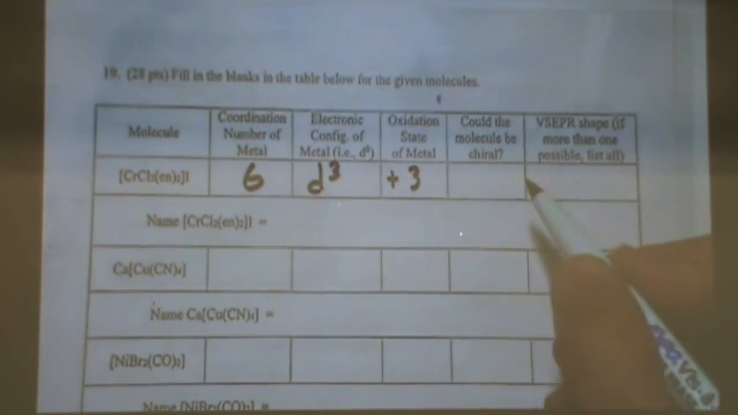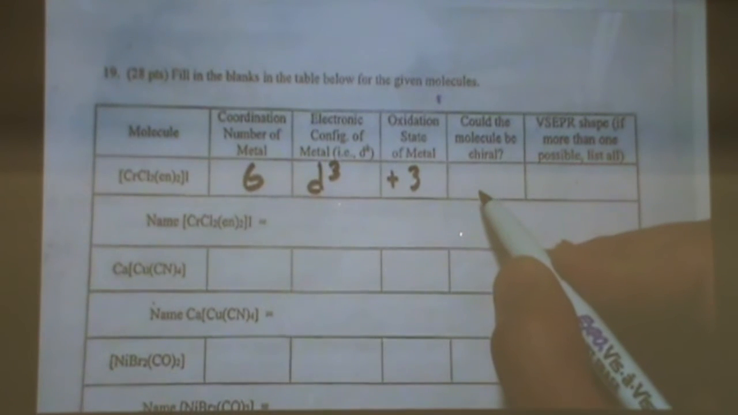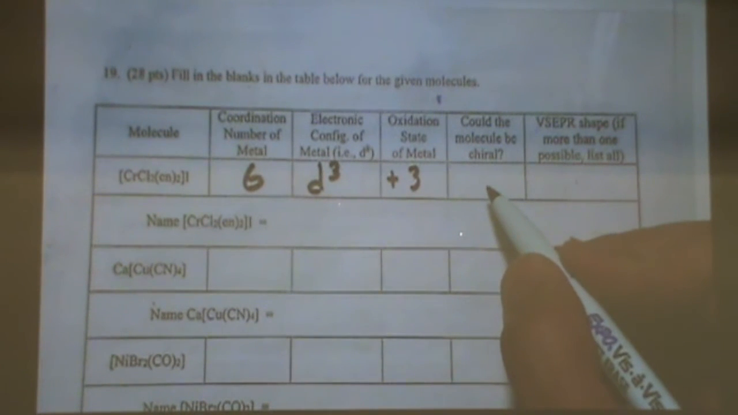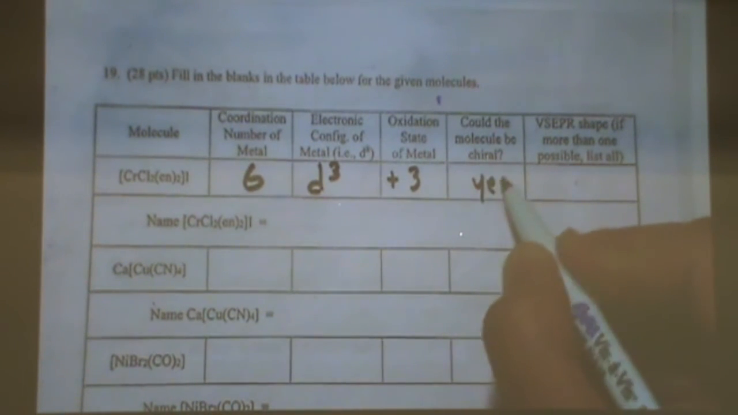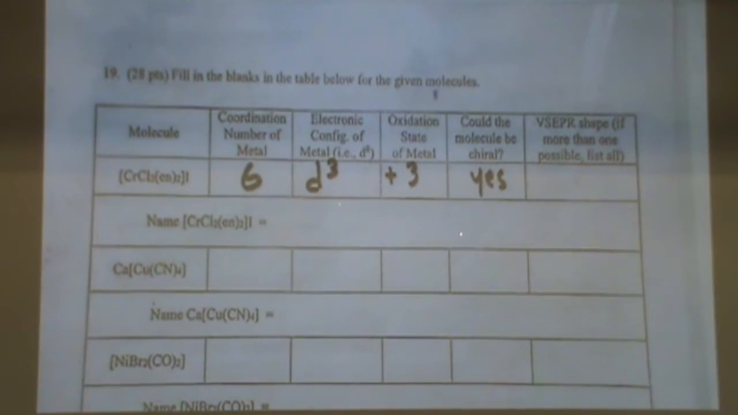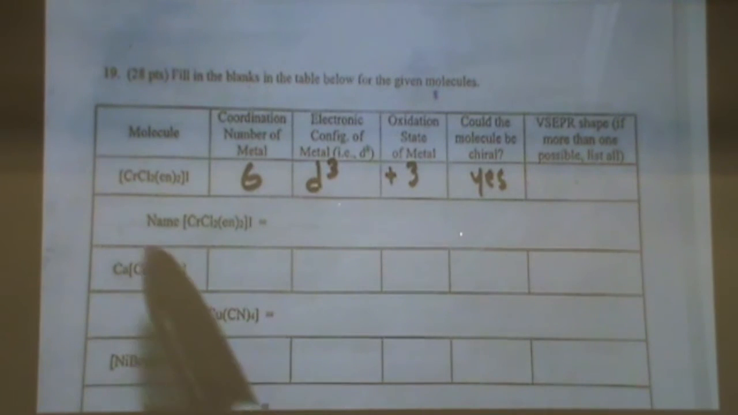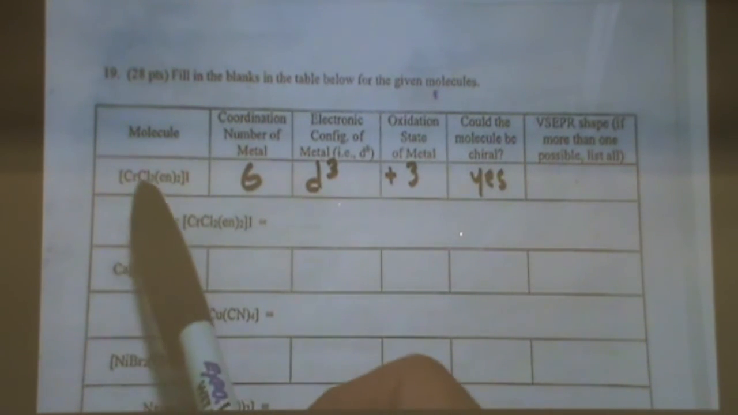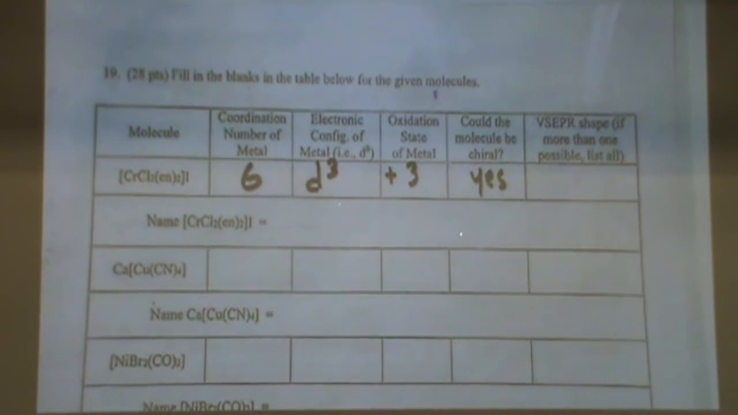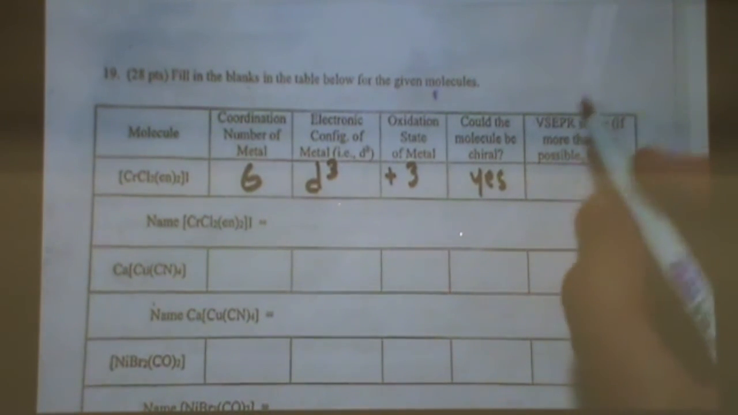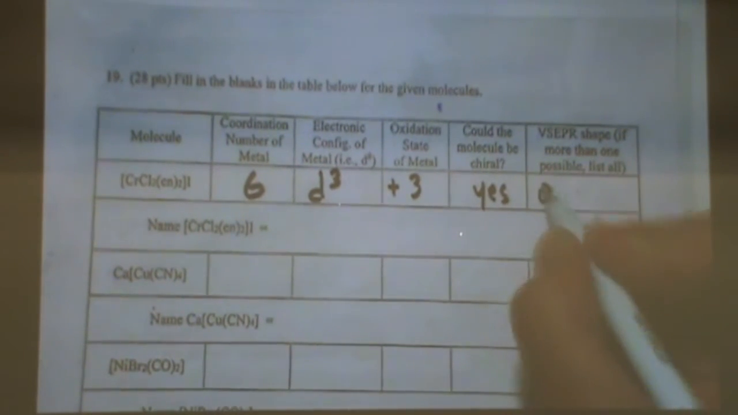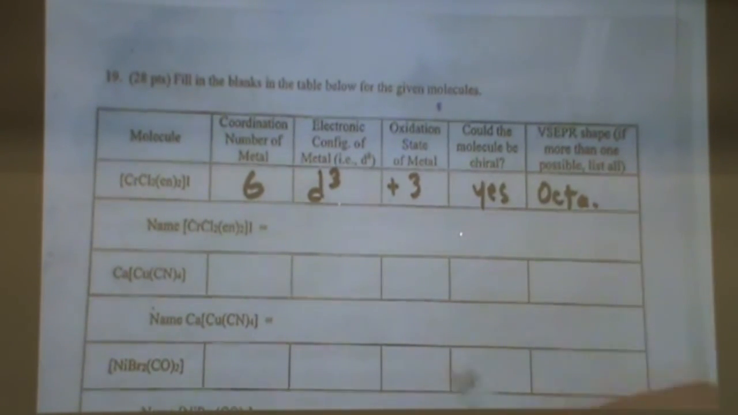Okay. Could this be chiral? Yes. Okay, yes? Why yes? Yeah, we'll draw that out in a little bit, but these could be cis, and that could force chirality. It has to be cis though. So what VSEPR shapes are possible here? Yeah, it's just octahedral. Okay?